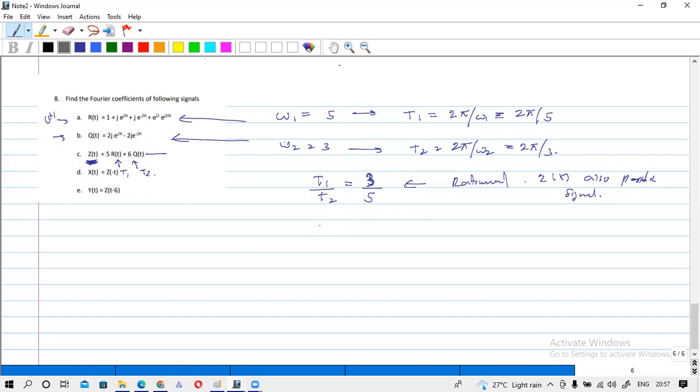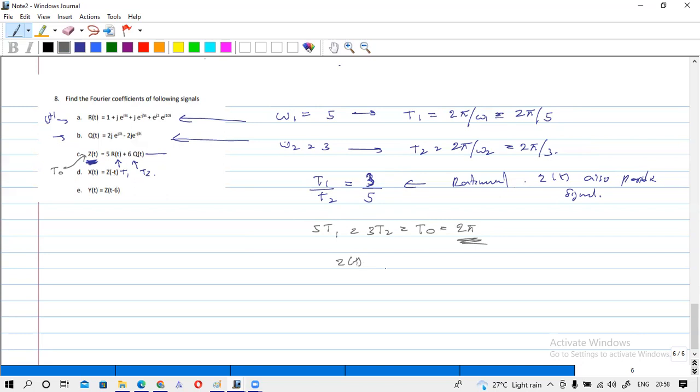Since this is rational, z(t) will also be a periodic signal. So what is the period? The period can be found from 5T1 equal to 3T2. Let's say it is T0 for z(t), the fundamental period of z(t). So T0 is equal to 5T1, or 3T2. That means T0 is equal to 2π: 5T1 is 5 multiplied by 2π by 5, or 3T2 is 3 multiplied by 2π by 3. So this will be the fundamental period for z(t).